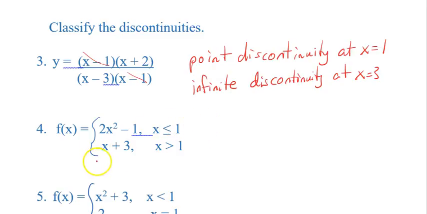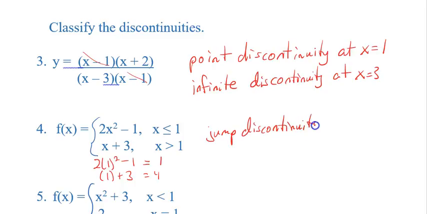I'm going to plug in 1, so 2 times 1 squared minus 1, and see what that output is, and that would be a positive 1. And then if I plug in 1 to the bottom part, because that's the place where they meet, 1 plus 3, that's going to give me 4. Now, the fact that they got different outputs means that this graph jumps. This parabola is going along, and then it hits the point (1, 1). This line picks up at the point (1, 4) and continues on. And so there's a jump between these two. So this is a jump discontinuity at x equals 1, because that's where they're supposed to meet but don't.